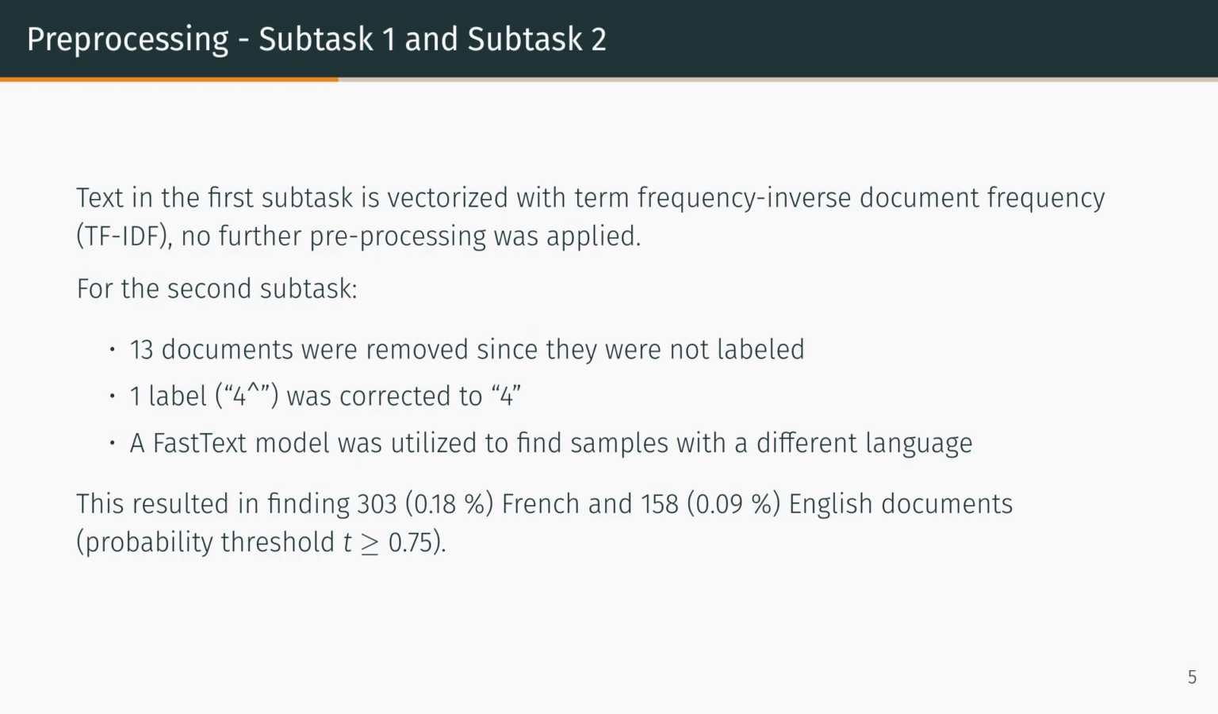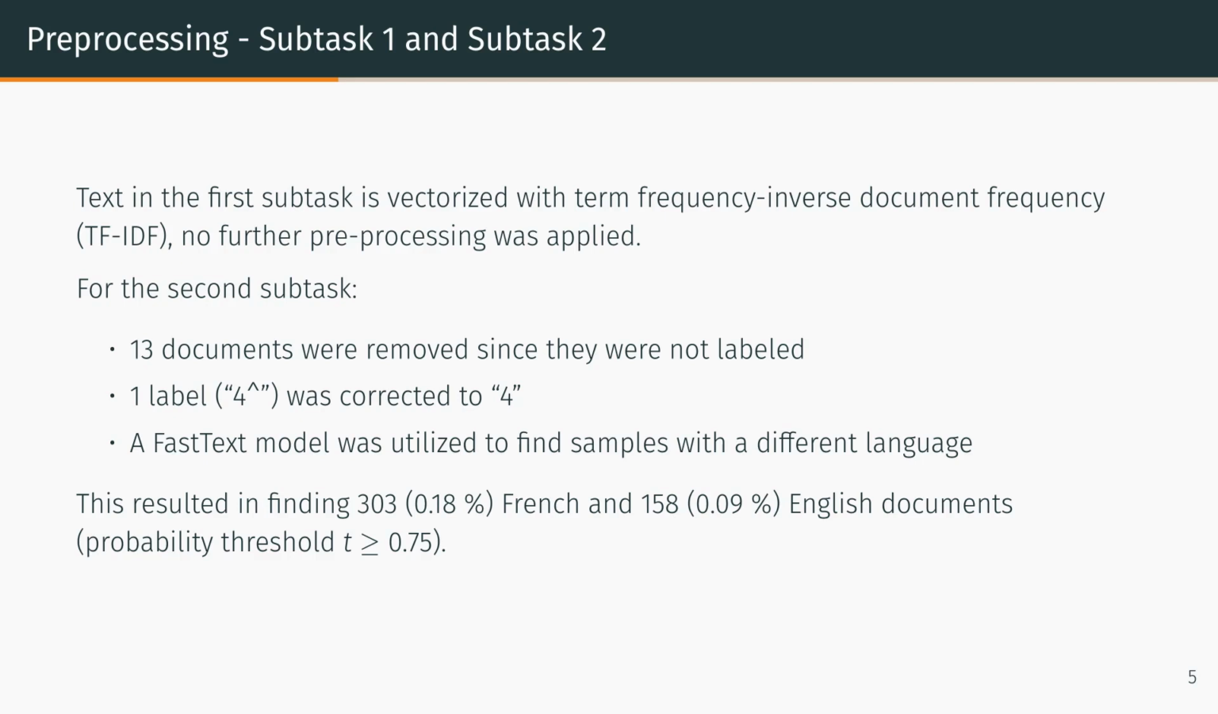For the preprocessing in subtask 1, the text is vectorized using TF-IDF, and no further preprocessing was applied because at that time our focus was on the second subtask. For the second subtask, we found 13 documents without a label. So these documents have been removed. We found one label which needed a fix.